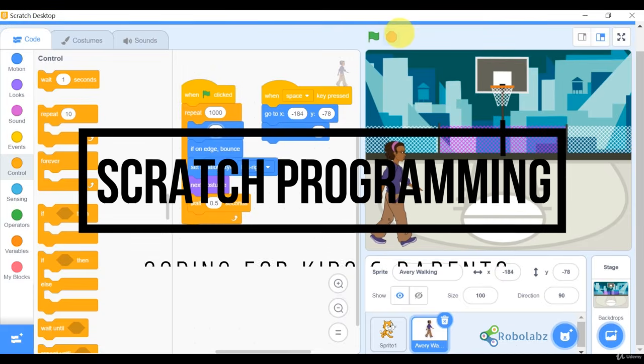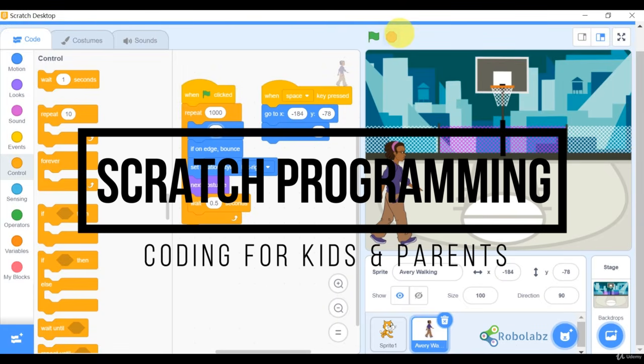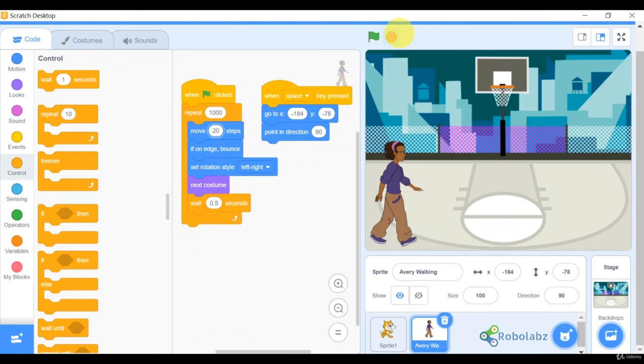Hello friends, welcome back. Now we want to discuss one thing here, that we used a repeat loop. So in this case what has happened is, this sprite is repeating this motion 1000 times. So she is moving by 20 steps each time and 1000 times she is moving.